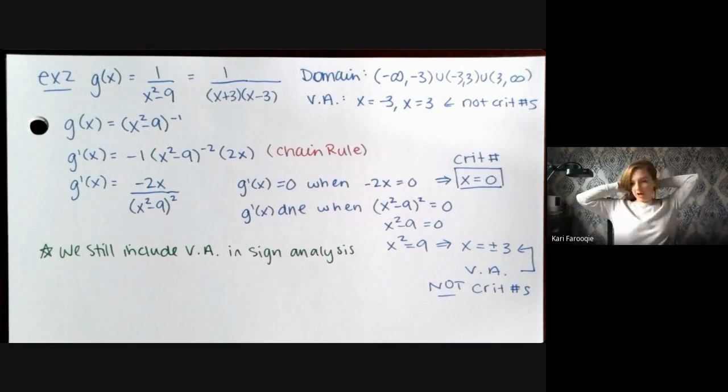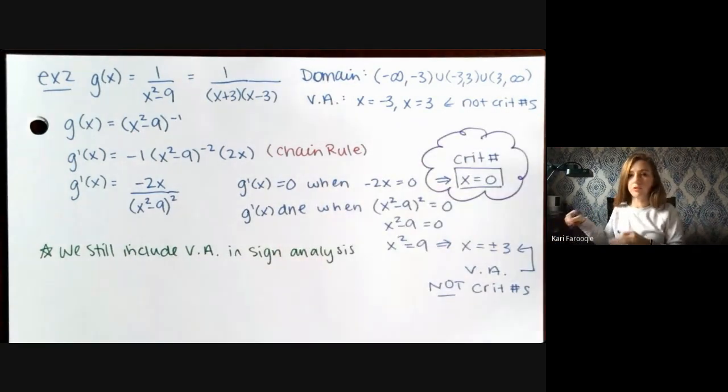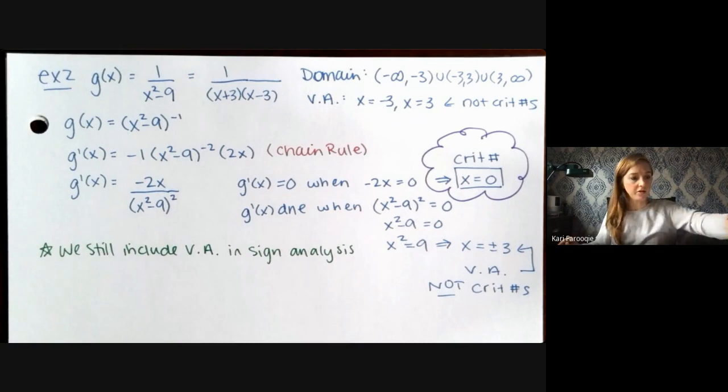All right, so we have one critical number. I feel like it didn't get enough glory, so I'm going to put a little cloud around it. One critical number, but we have the two vertical asymptotes we need to include in the sign analysis. So let's go ahead and set that up now.